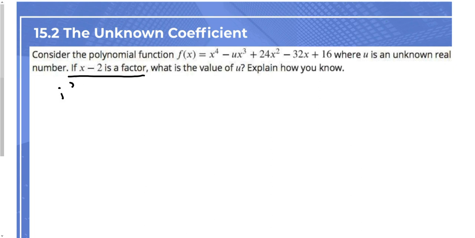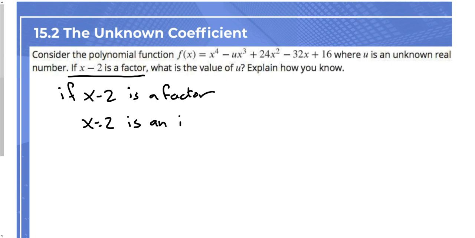If x minus 2 is a factor, then what that means is that 2 is an intercept. In other words, it's going to cross the x-axis at 2, and we also know that f of 2 is equal to 0. That gives us the values to plug into this function, because now that's telling us that if x is 2, then the output, the f of x, is equal to 0.